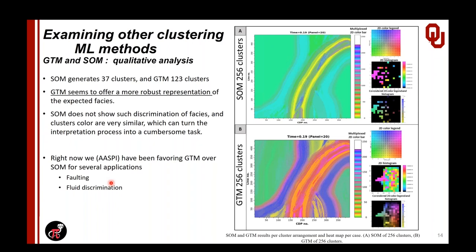And I just wanted to throw out that right now our research group, we've been testing out GTM over SOM, which was maybe more of the hot thing a few years ago. And we're finding that the GTM clustering method, unsupervised clustering method, is working really good for a whole bunch of different applications. Besides channels, it's working great for faulting, for fluid discrimination. So right now it's one of our faves.